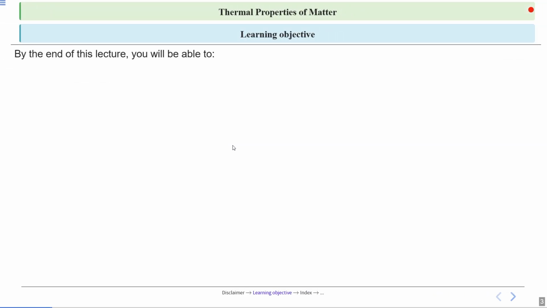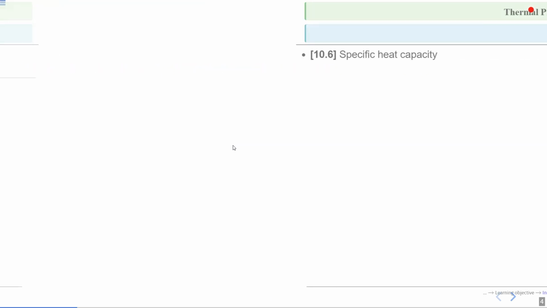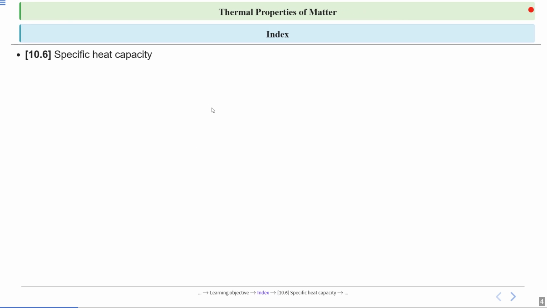Learning objective. By the end of this lecture, you will be able to understand the concept of heat capacity, specific heat capacity, molar specific heat capacity and calorimetry. So in today's lecture, we will cover first 10.6 specific heat capacity. Second, 10.7 calorimetry.